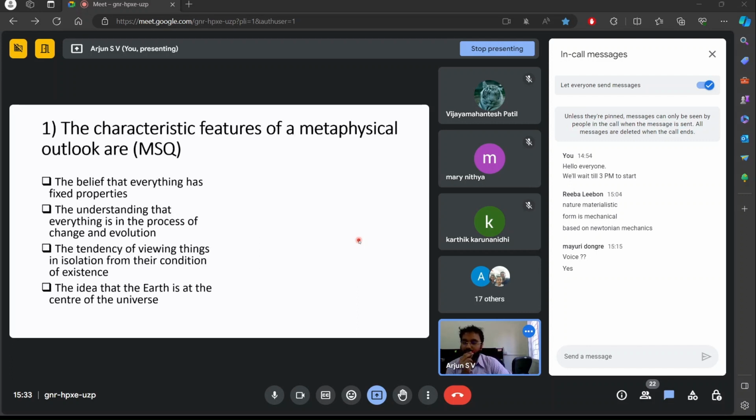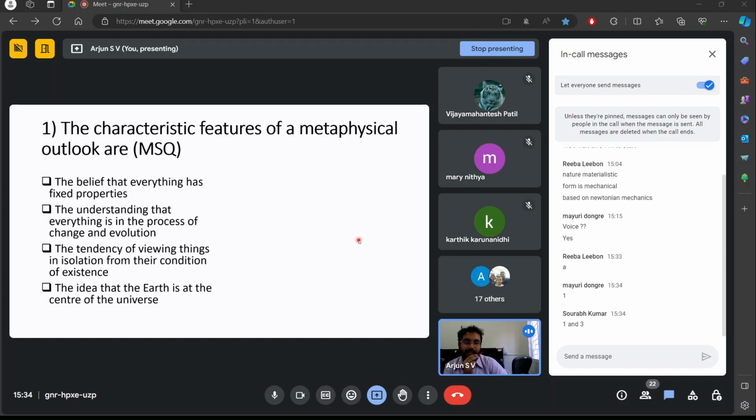The first question is: the characteristic features of a metaphysical outlook are, there are 4 options, and it's a multiple select question. Metaphysics, we saw about that. It's a thought process which says that everything is fixed and nothing is changing. Rebaliban and Mayuri are saying A1. So that was the MSQ, so you need multiple options.